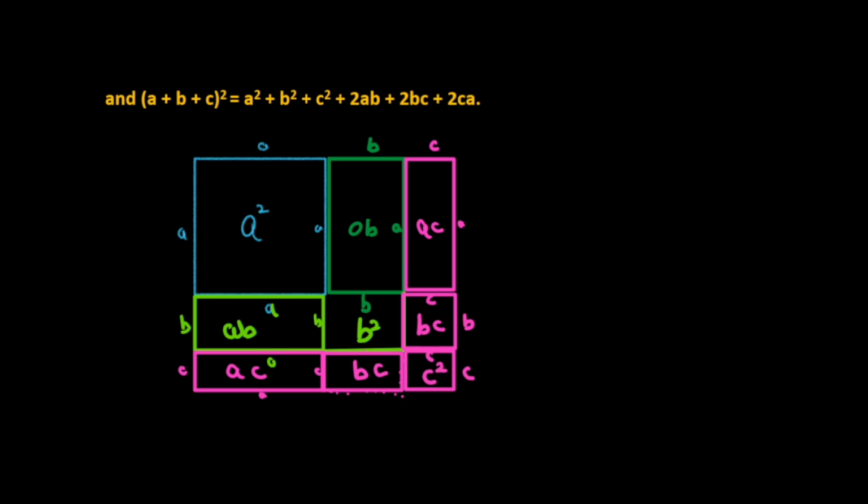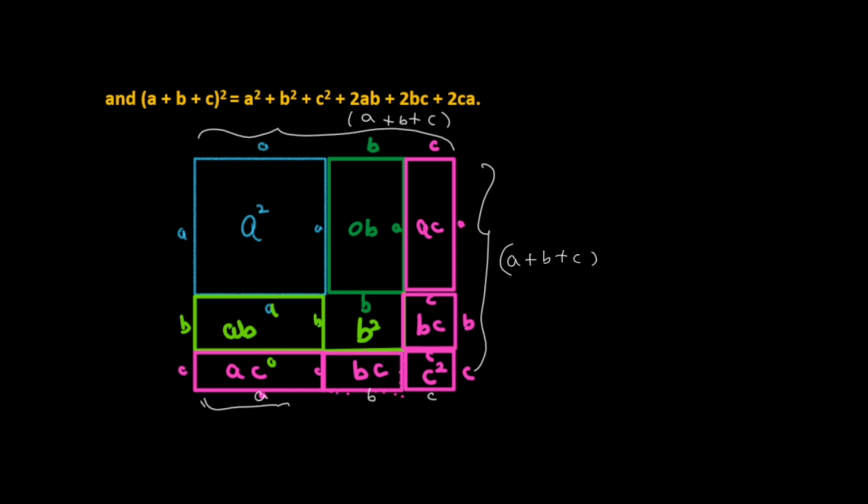Now look at the side length. Here we are having side A plus B plus C. Then here we are having side length A plus B plus C. Then this is A, this is B, this is C. So here also we are having side length A plus B plus C. Here also side length A plus B plus C. So this is the square of side A plus B plus C.